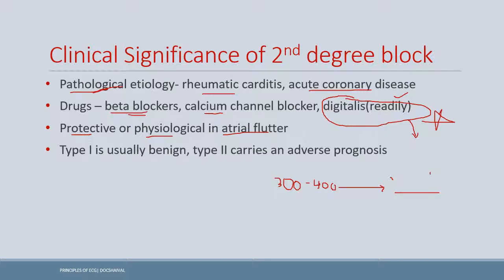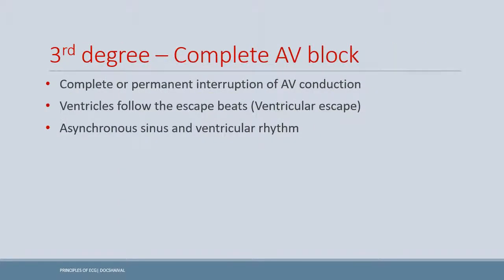Now, the last point is that Mobitz type 1 is usually benign, as I've already stated, while Mobitz type 2 carries an adverse prognosis. Okay. Now, the third degree AV block. Third degree AV block is called complete AV block. Okay. Now, the complete or permanent interruption of the AV conduction.